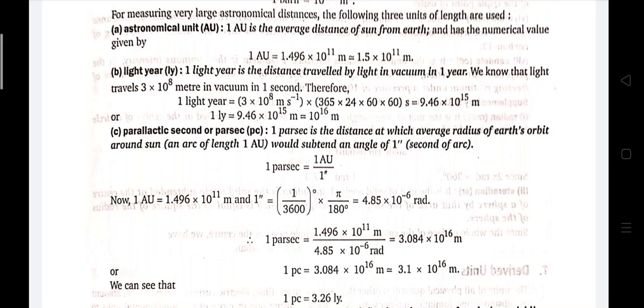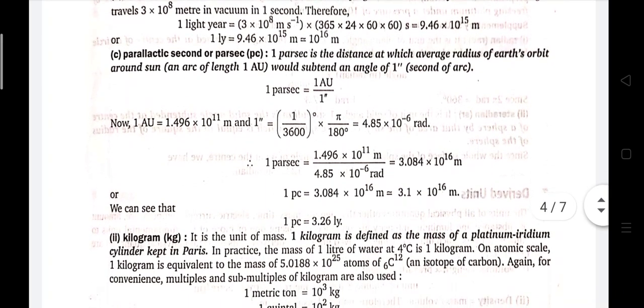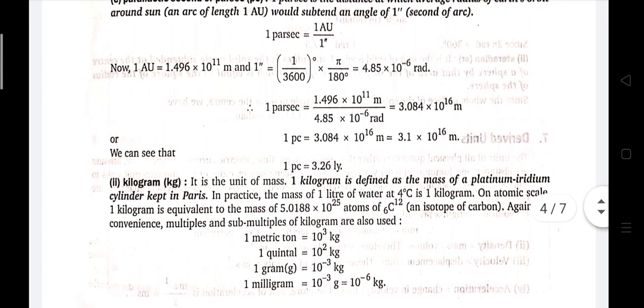Then we come to the second unit, kilogram. 1 kilogram is defined as the mass of the platinum iridium cylinder kept in Paris. This is what was told to you in 9th class also. In practice, 1 liter of water is equal to 1 kilogram. If you could remember this, 1 liter of water is equal to 1 kilogram only at 4 degrees Celsius. But 1 liter of refined oil is not equal to 1 kilogram. 1 liter of refined oil is equal to only 897 grams.